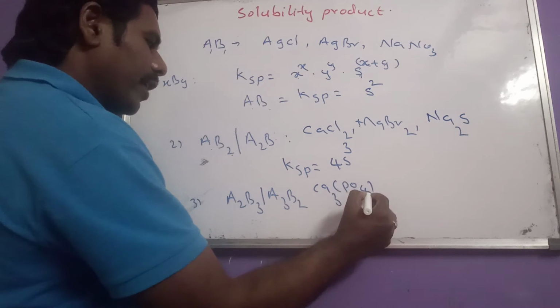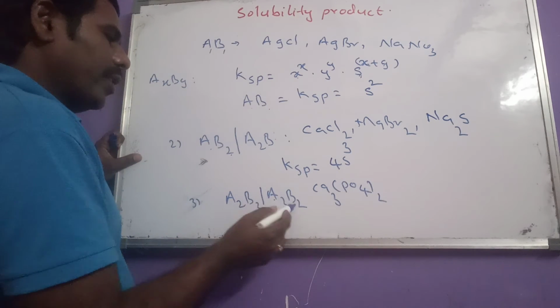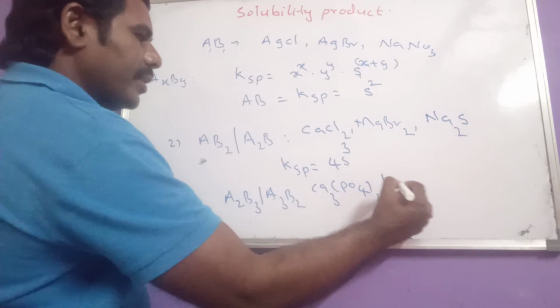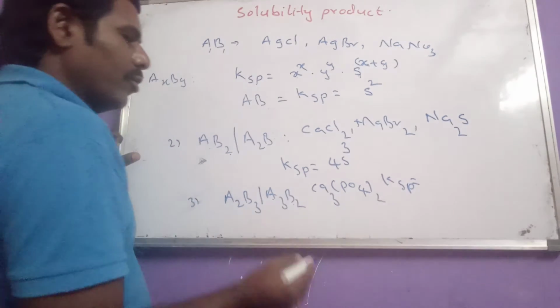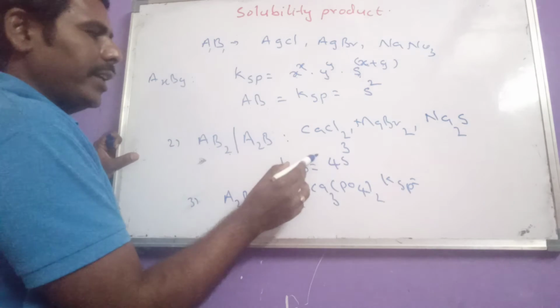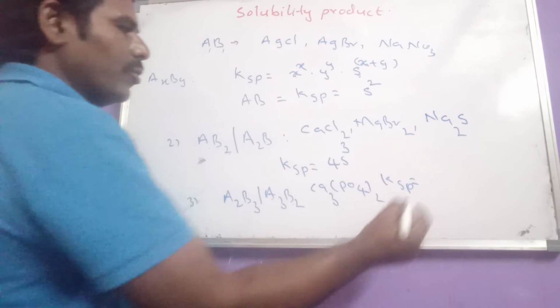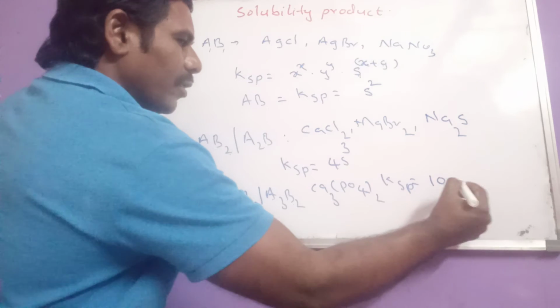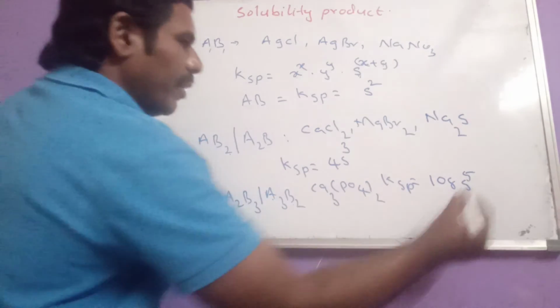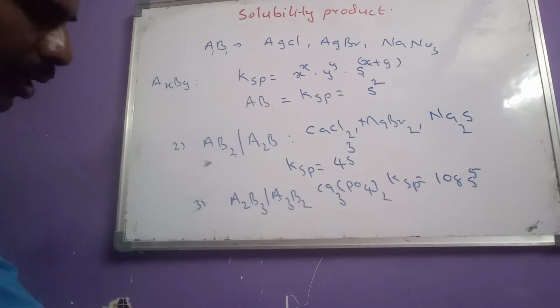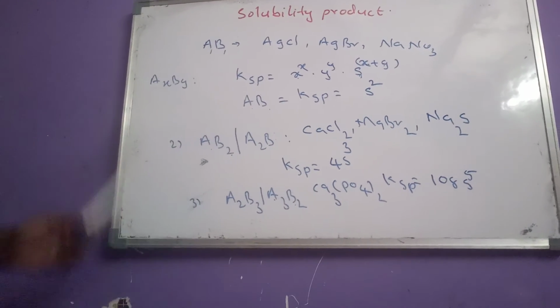Ca3PO4 taken twice. It comes under which one? A3B2 type of salt. For this, KSP equals 3 power 3 into 2 power 2 into s power 3 plus 2, which means we get 108 s power 5. So these are the KSP formulas for different types of salts.